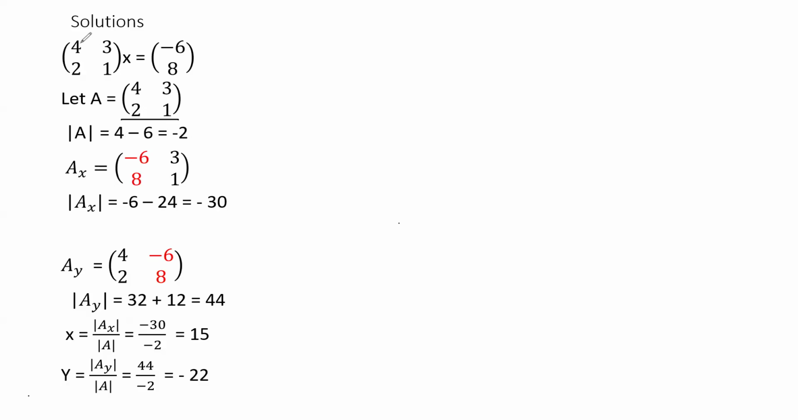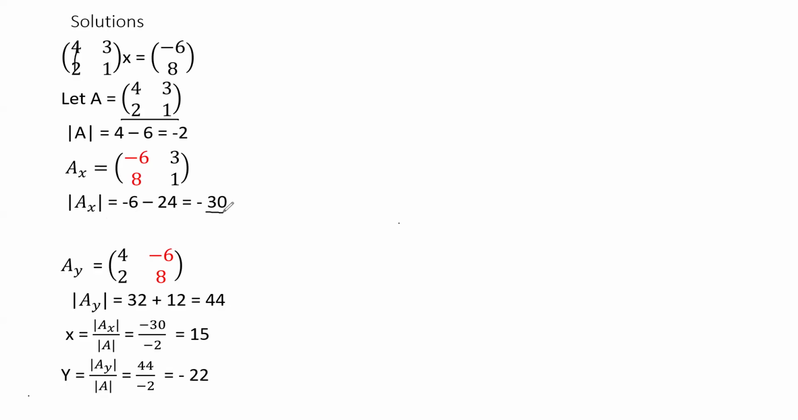Now let's find matrix AX. We do so by replacing the first column here by B. B is negative 6, 8. So replace 4, 2 by negative 6, 8. That's what you have here. Get the matrix AX. Then you find the determinant of that one. So minus 6 times 1, you get minus 6. Minus 3 times 8, you get 24. Therefore, minus 6 minus 24 becomes what? Minus 30. That's the determinant of AX. It's very simple. Are you okay?